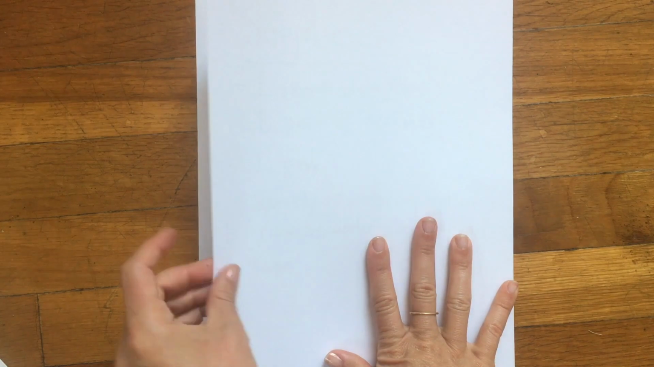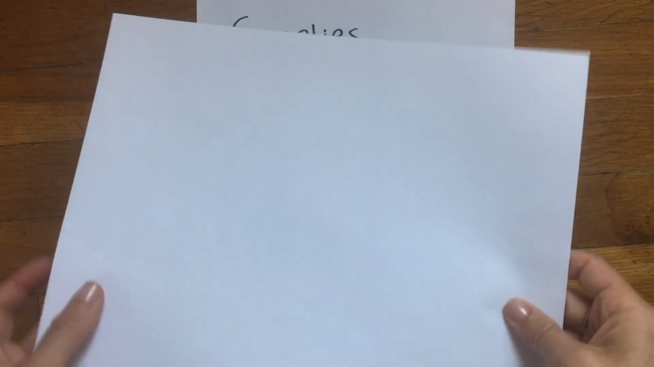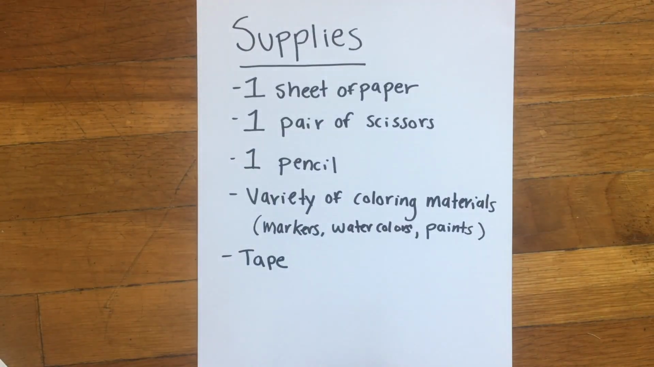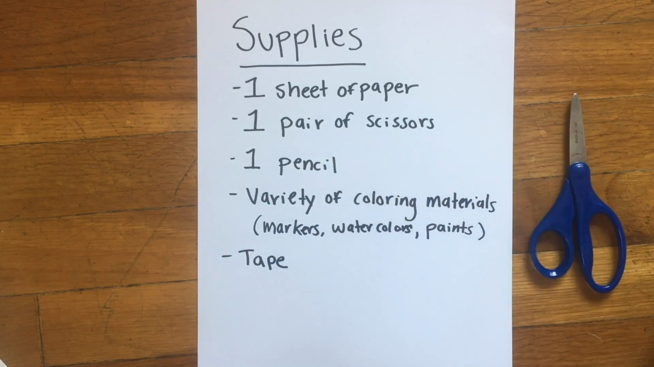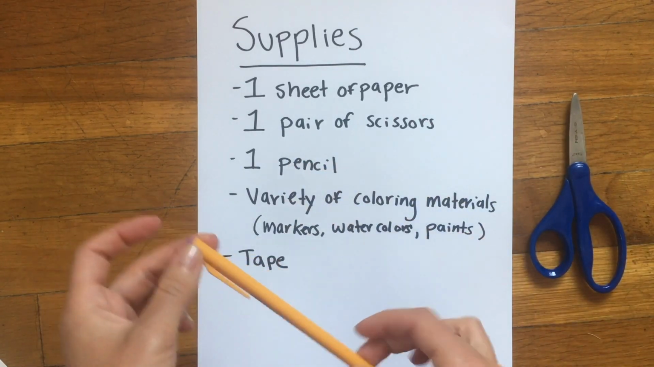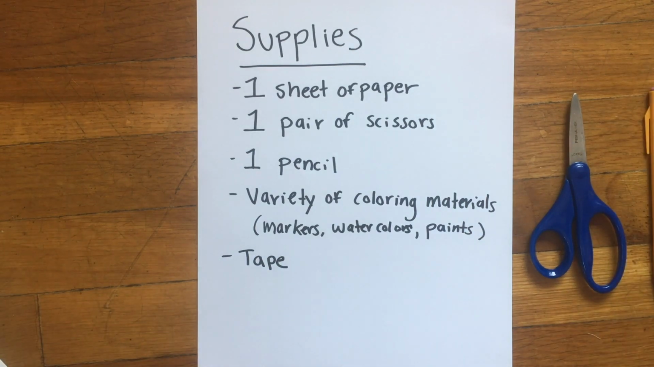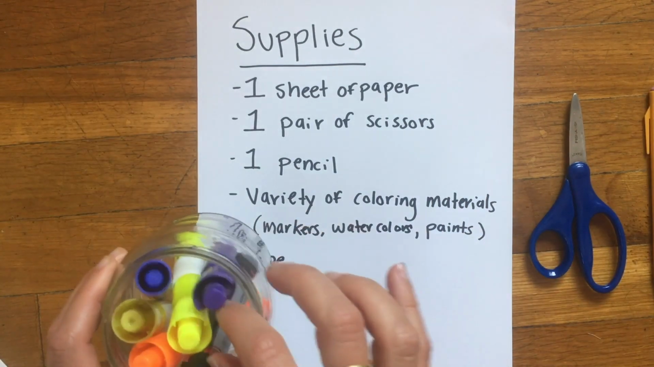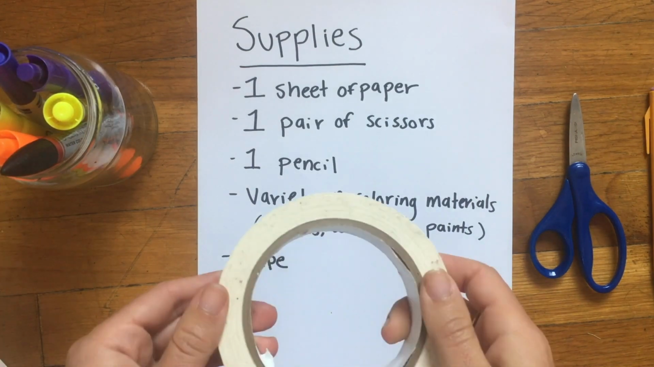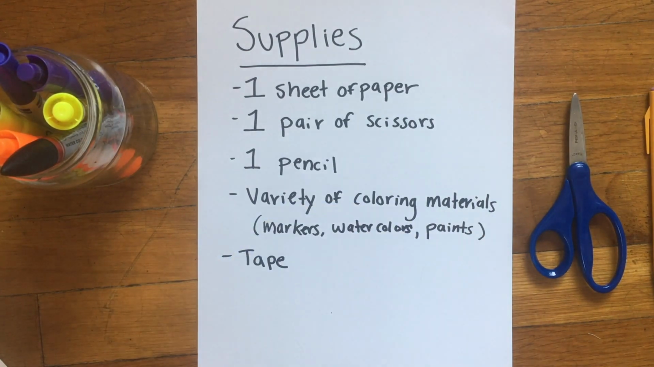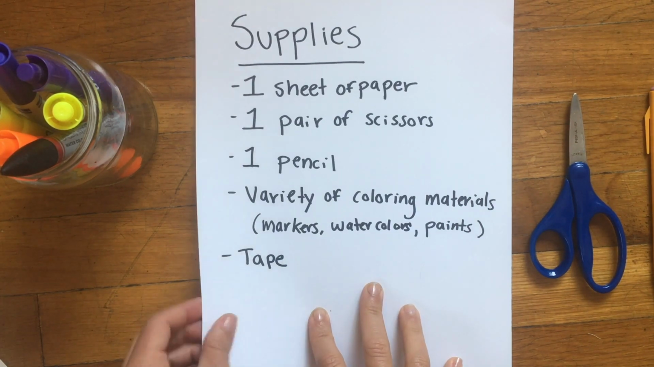In order to make your color fading checker, you're going to need a sheet of paper, a pair of scissors, a pencil or a pen, a variety of different coloring materials, and tape. Okay, let's begin.